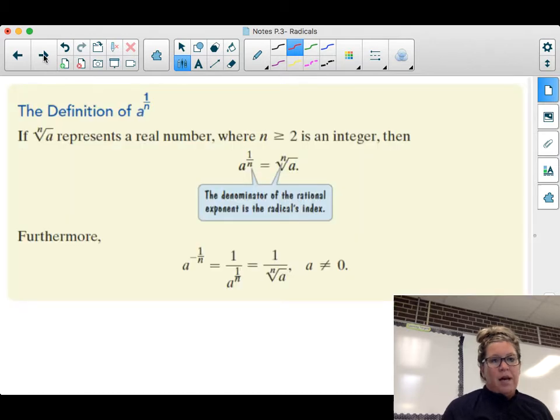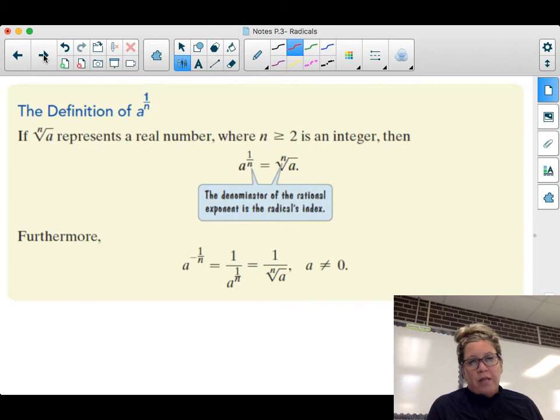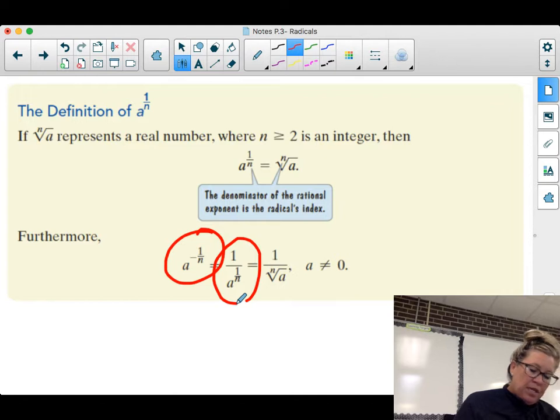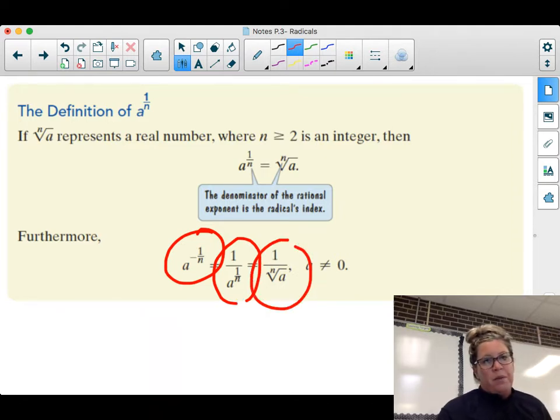All right, here is the definition of a rational exponent. It can be rewritten as the nth root of a. And then if you have a negative fractional exponent, it can be written as a fraction with it in the denominator, as such. So we'll show you an example here.